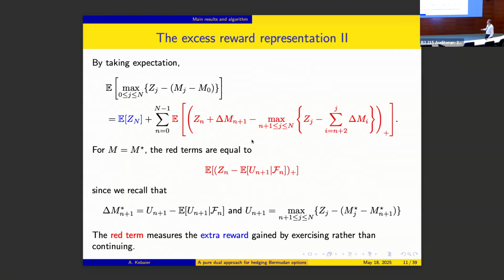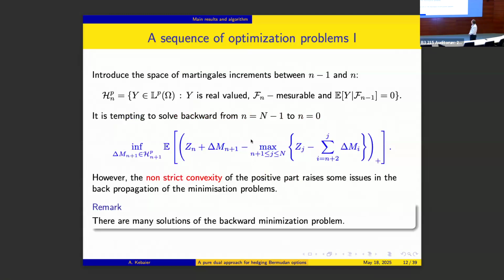And this is a problem in the optimization because you remember that from the dual representation, the price, you have to take an infimum on the martingale, and this is really a problem when you have the positive part of this. So how to solve this? Let me introduce first the space of martingale increments between n-1 and n. This is called H_n^p. These are L^p integrable random variables that are F_n measurable and with conditional expectation equal to 0.